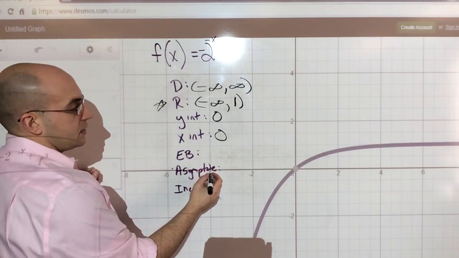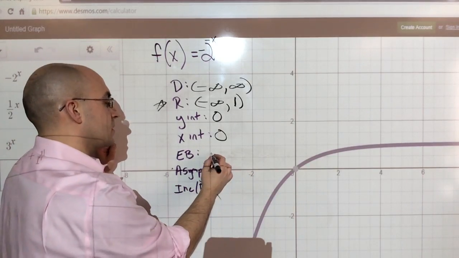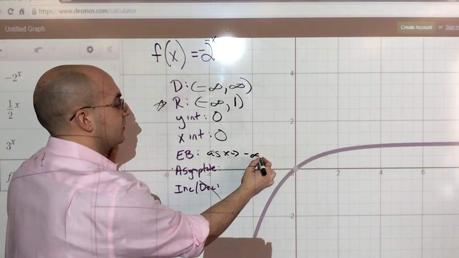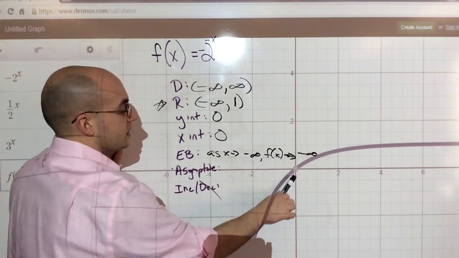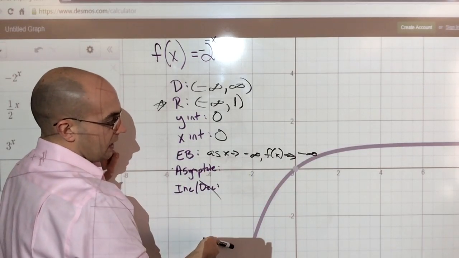End behavior. Okay, so let's do the left side first. As x approaches negative infinity, f of x approaches negative infinity. So as x goes left, where does y go? Y goes down. That's what that says.